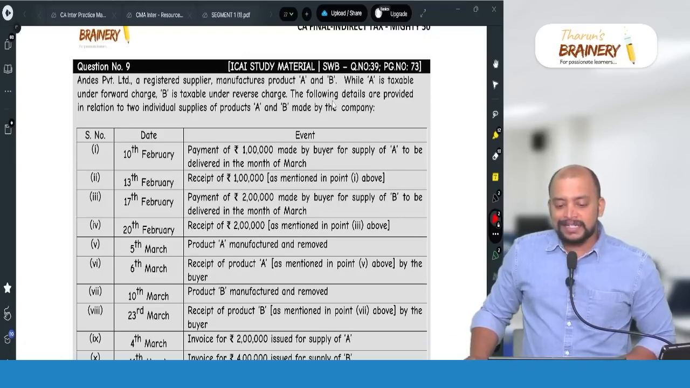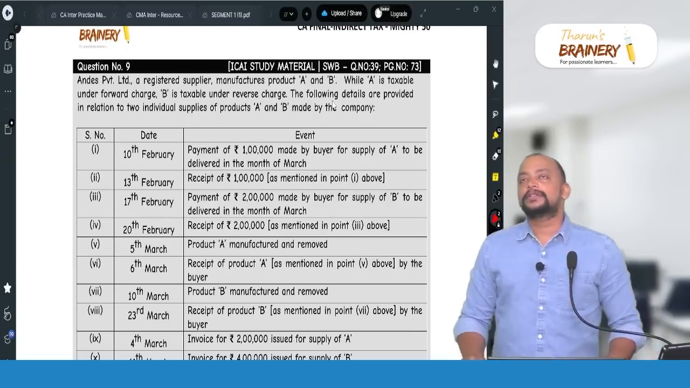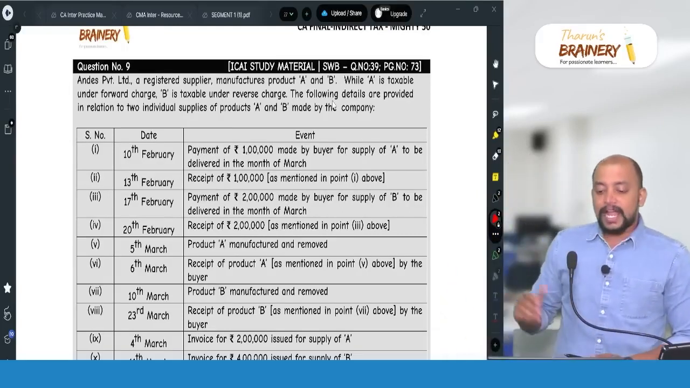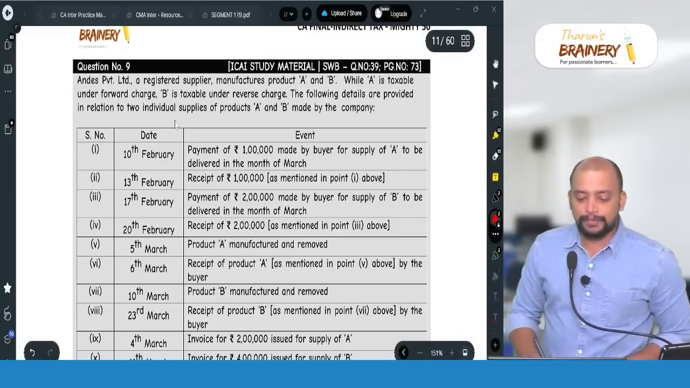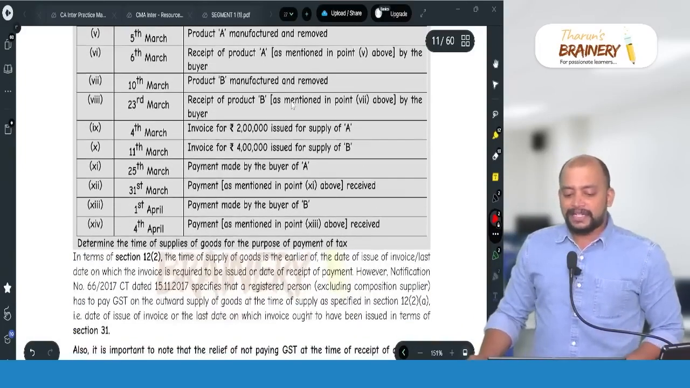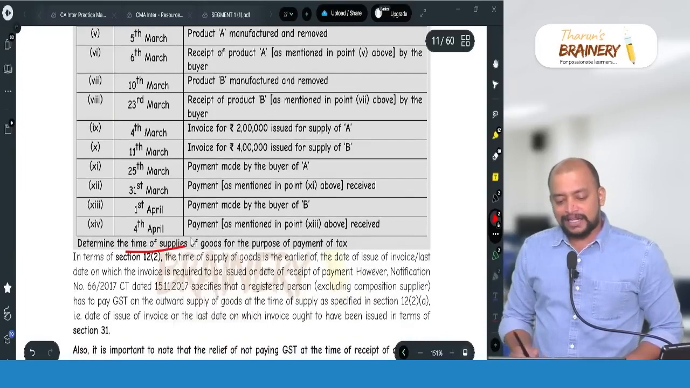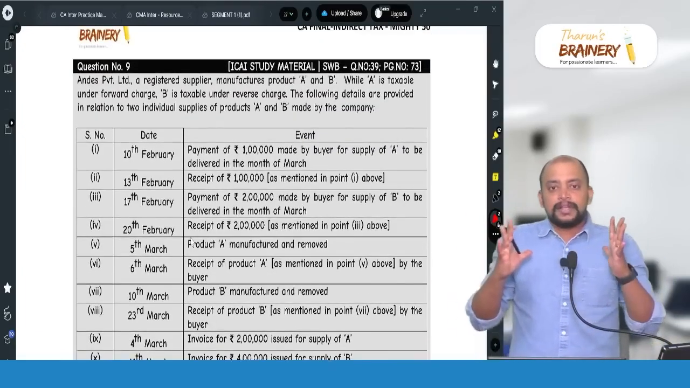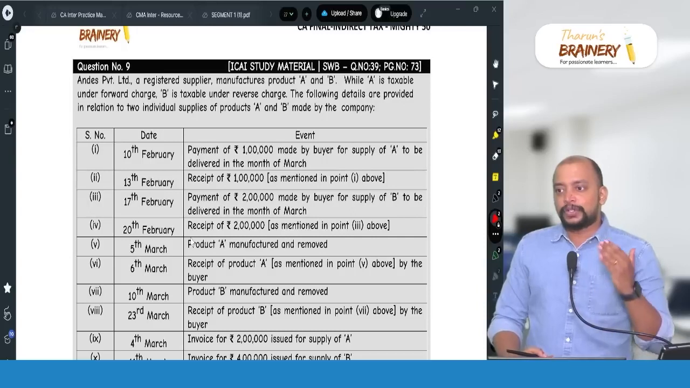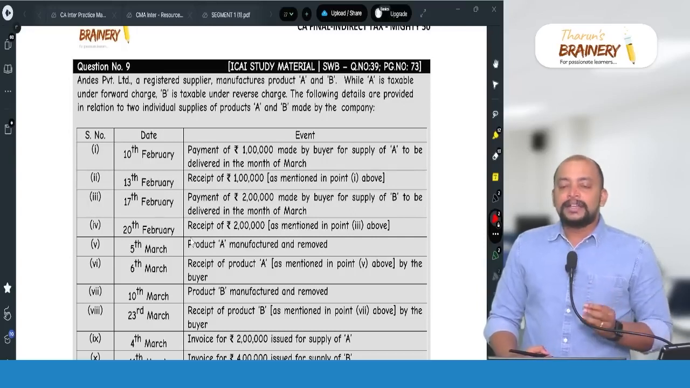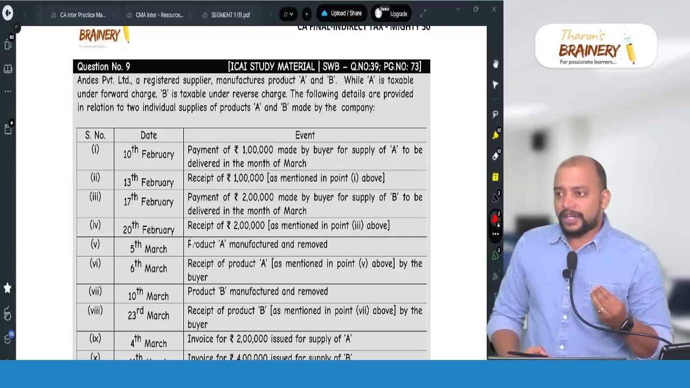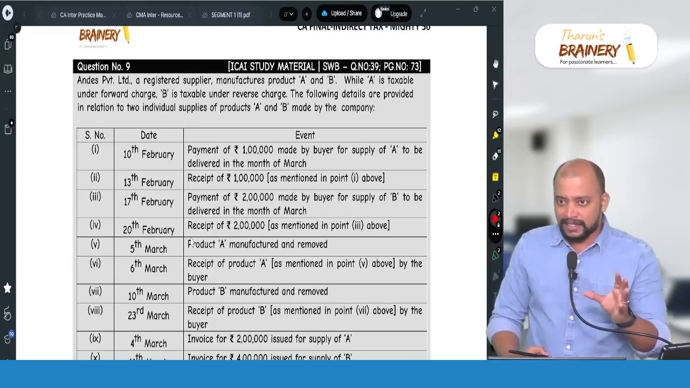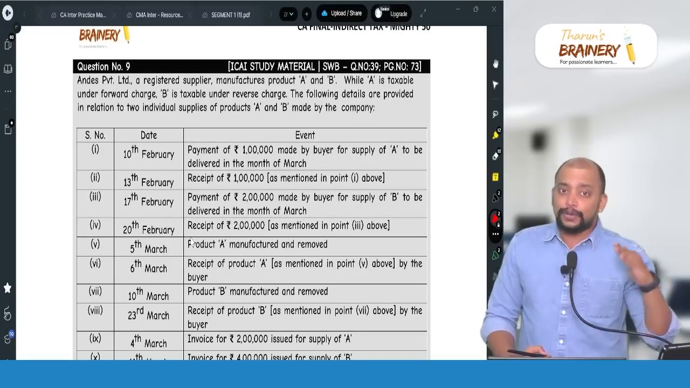Andes Private Limited, a registered supplier, manufactures product A and B. Products means goods. While A is taxable under forward charge. Goods FCM. What is the provision? Goods FCM. Time of supply. We need to determine the time of supply. Because they have given the dates, determine the time of supply like that they are asking. So goods FCM, section 12, subsection 2 of CGST Act, due date of invoice or actual date of invoice, whichever is earlier. That's it. And what is the due date of invoice?